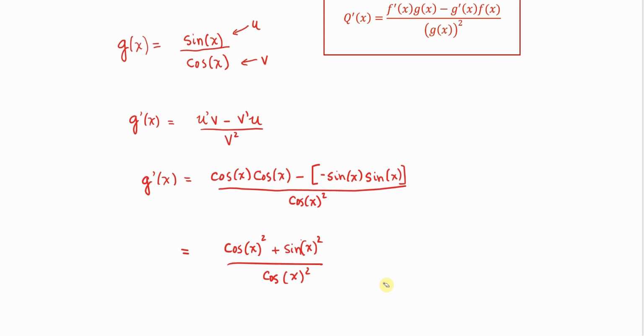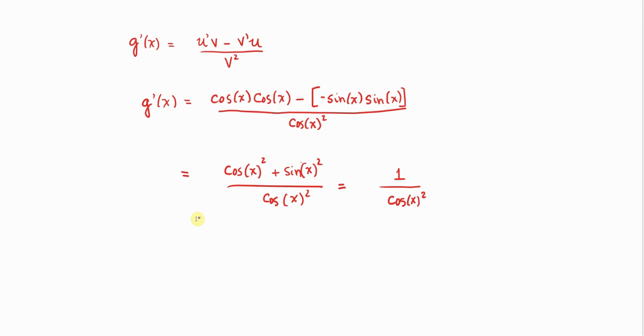And we can actually take this one step further because notice in the numerator you have cosine squared plus sine squared, and that's just equal to 1. This is called a Pythagorean identity. So that's 1 over cosine squared, and that is the derivative of the tangent function.